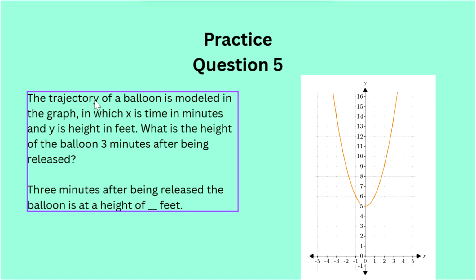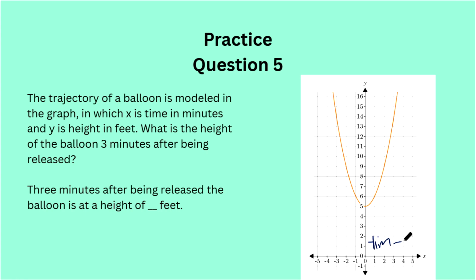Practice question number 5. The trajectory of a balloon is modeled in the graph in which x is time in minutes. So this one is time. And y is height in feet. Height. This is hard to do. Okay. What is the height of the balloon 3 minutes after being released? Speed round. Follow it up. And it crosses right here. So 3 minutes after being released, the balloon is at a height of 14 feet.